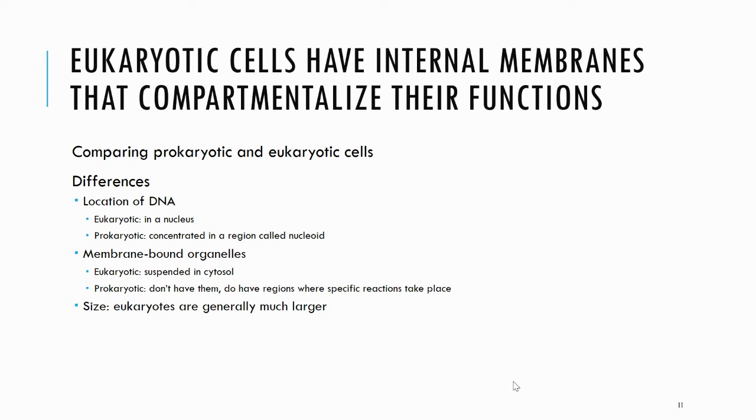Some differences are the location of DNA. In eukaryotic cells, DNA is found in a nucleus, but in prokaryotes, it's concentrated in a region that's called the nucleoid. Eukaryotic cells have membrane-bound organelles that are suspended in the cytosol. Prokaryotic cells do not have them, but they will have regions where reactions take place. So there will be a region where respiration takes place, or perhaps a form of photosynthesis. It just depends. They are relatively different size-wise. Eukaryotes are generally much larger, but that is not always the case, depending on the cell type.